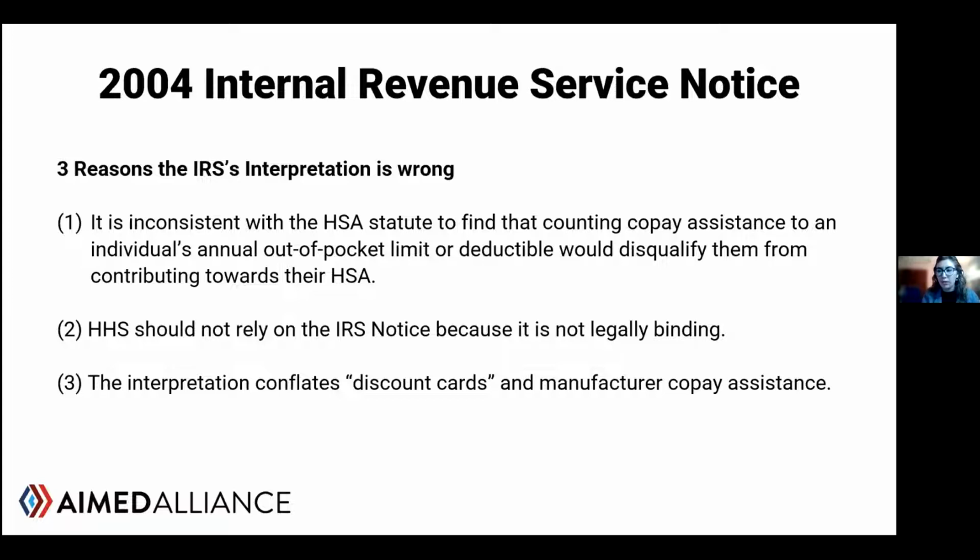So specifically, we don't think this should be a barrier because this interpretation, that if an individual accepts copay assistance towards meeting their cost sharing requirements they would be prohibited from contributing to their HSA account, is inconsistent with the HSA statute. Second, the IRS notice itself is not a binding document. And lastly, the IRS notice improperly conflates discount cards and copay assistance when they're different things. Next slide, please.